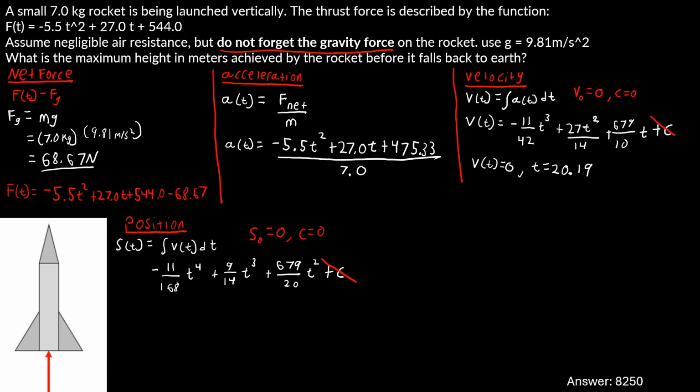We can use this position equation and the time that we found from setting velocity equal to 0 to find the max height by evaluating the position function at time 20.19, which is approximately 8,250 meters.